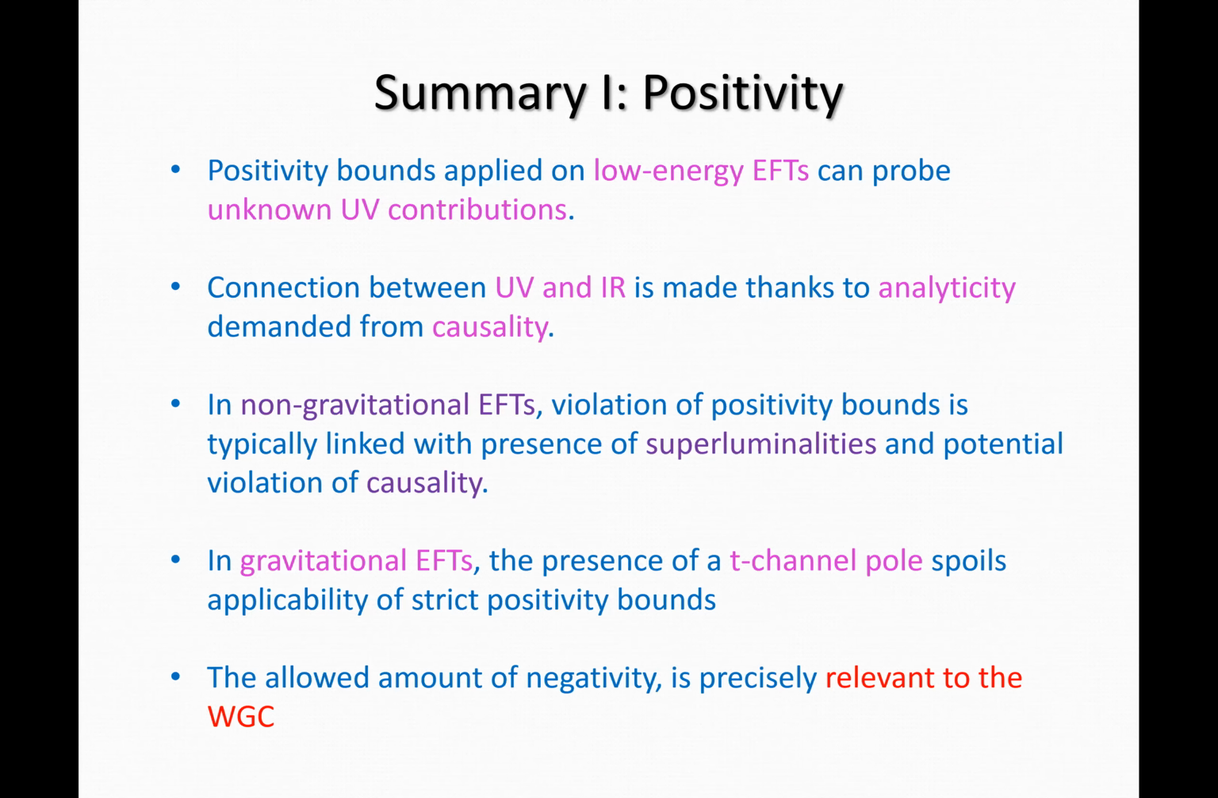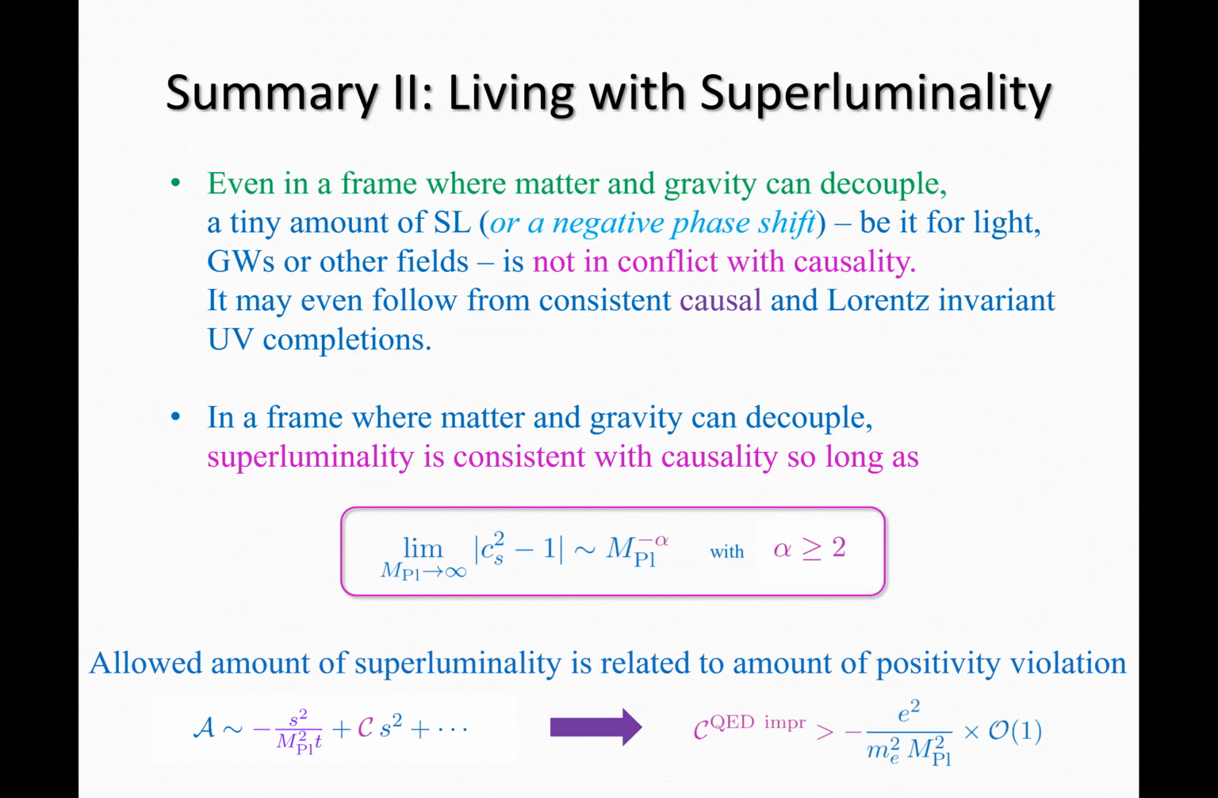And the allowed level of negativity that you can have on those positivity bounds is precisely relevant for the weak gravity conjecture, because it's exactly at that window of interest. Even though, of course, it goes to zero when you send the Planck scale back to infinity. And then this is more a connection with superluminality. The very presence of negativity in the positivity bounds allows you to have a small minor level of superluminality, or what you would otherwise qualify as superluminality in a gravitational effective field theory, so long, of course, that it goes back to zero when you send the Planck scale to infinity. So I'll finish here. Thank you.